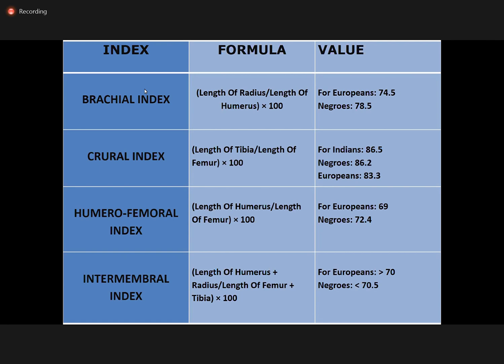The femoral index is calculated by the length of the femur into 100. For Europeans, 16, for Negroes, 72.4. And for Caucasians, I think it is not calculated to that extent, so the data is given here. The intermembral index is the length of the humerus plus radius divided by the length of the femur plus tibia, into 100. For Europeans, it is greater than 70, but less than 75. So hopefully you can remember this in short for the exam.